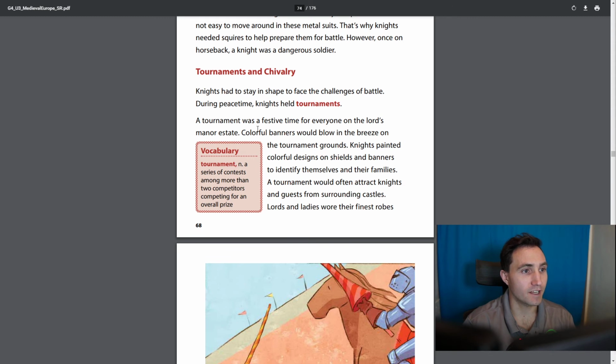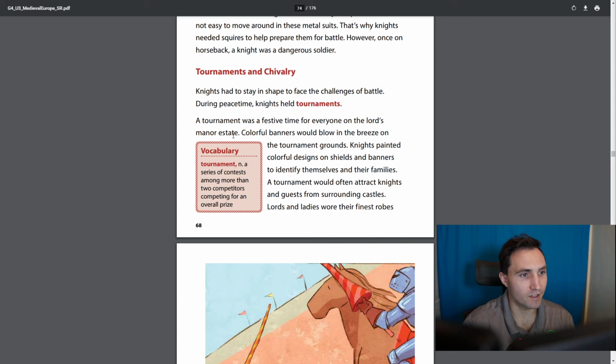All right, tournaments and chivalry. We read about a lot of this in King Arthur, so a lot of this might sound really familiar to those that are caught up and on track. Knights had to stay in shape to face the challenges of battle. During peacetime, knights held tournaments. And that is our next vocabulary word. A tournament is a series of contests among more than two competitors competing for an overall prize.